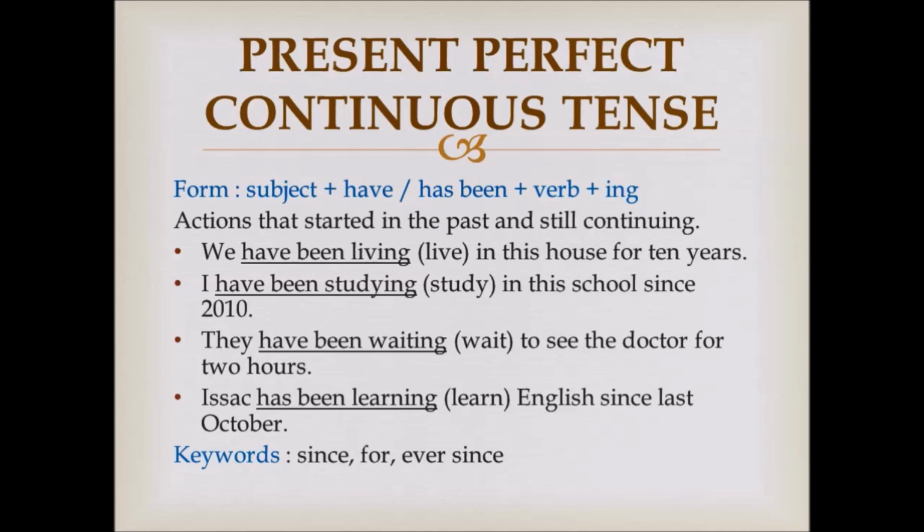Isaac has been learning English since last October. Since the subject you use for Isaac is he, you have to use has plus been plus verb plus ing, that is learning. The keywords you use for present perfect continuous tense are since, for, ever since. You use since whenever you have to indicate some year or month, and you use for whenever you have to indicate some duration or period of time.